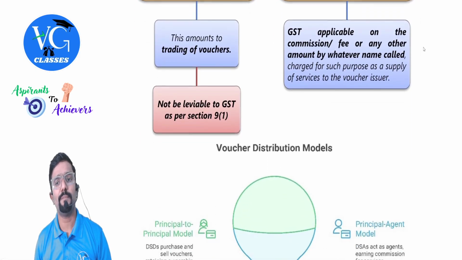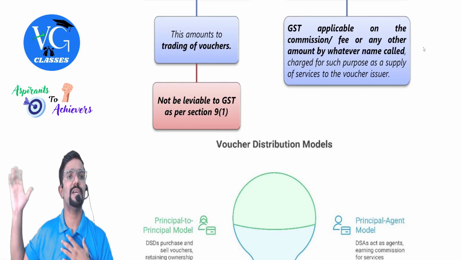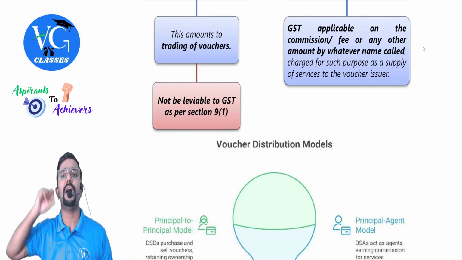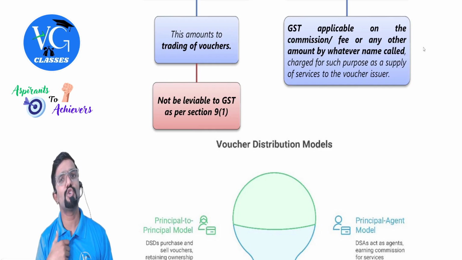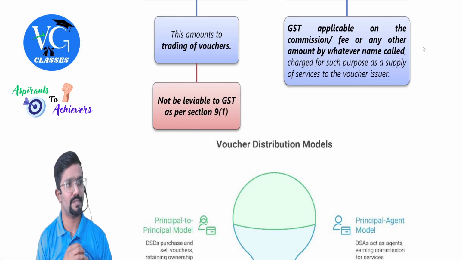Okay. GST applicable on the commission or fee or any other amount by whatever name called. Assume, guys, for every voucher I sell to you, the company, that is Reliance, will pay me 100 rupees commission. On this, should I pay GST? Yes. I am supplying what? Agency services, on which I am earning 100 rupees. So should I be liable to pay GST?